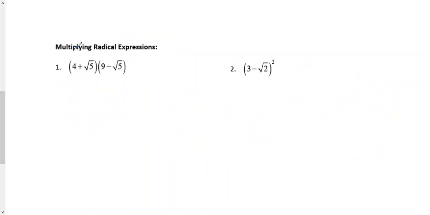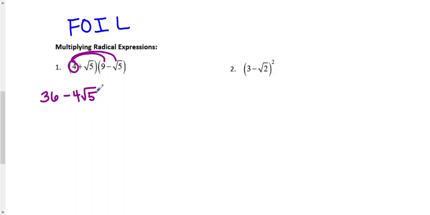Okay, the second part of this is we're dealing with multiplying radical expressions. And we should remember the term FOIL from Algebra 1. So what this means is I need to take my first term, in this case it's 4, and distribute it to both terms in the second expression. So 4 times 9 is 36, and then 4 times the negative square root of 5 is negative 4 square root of 5.